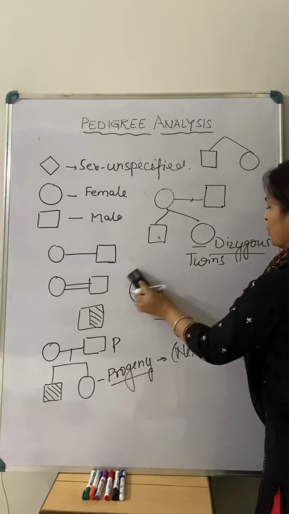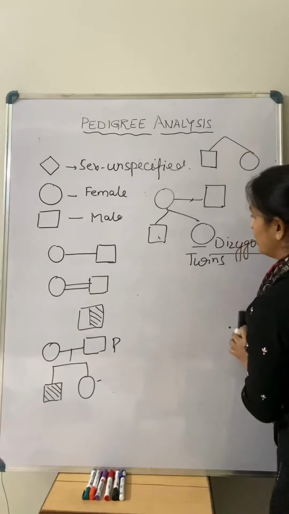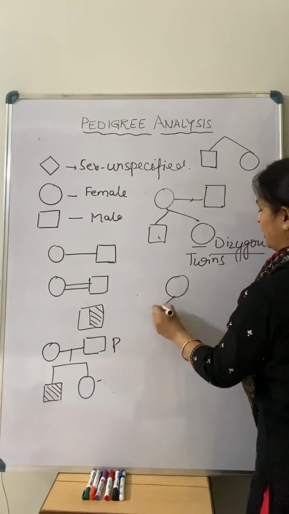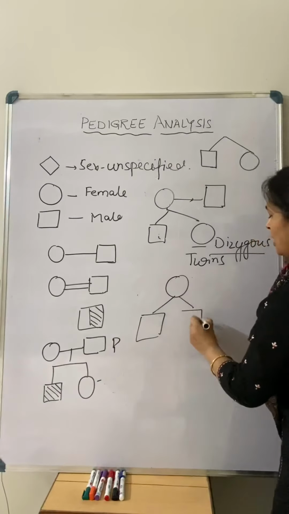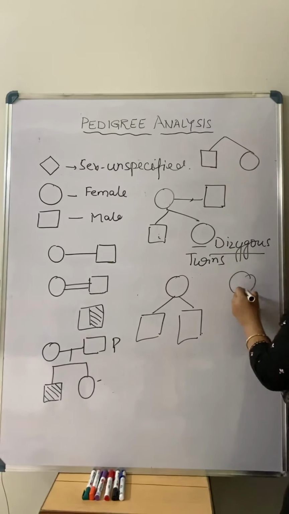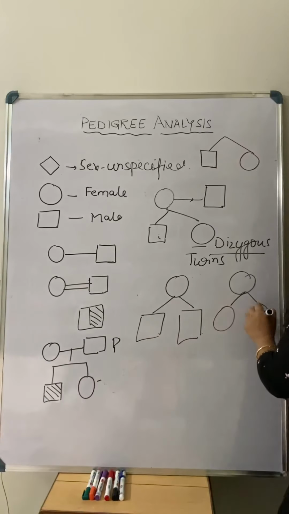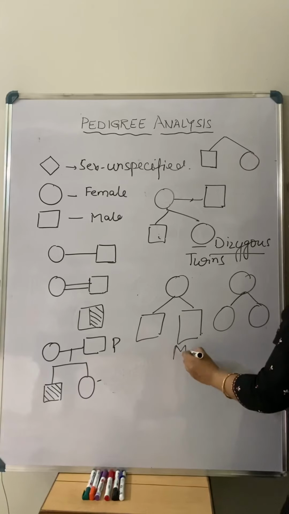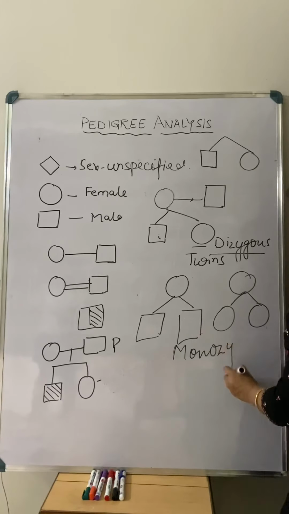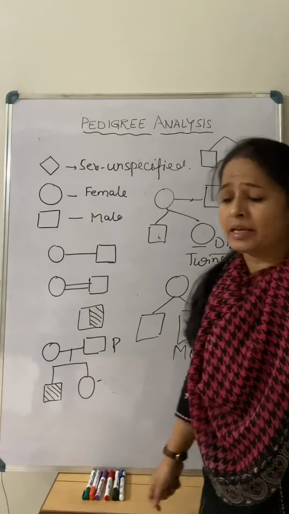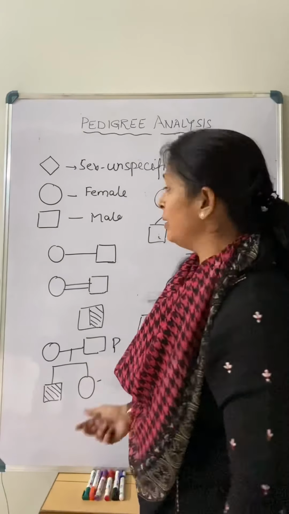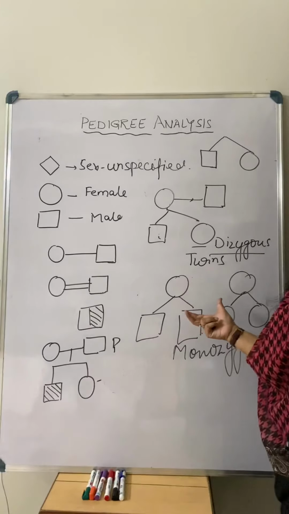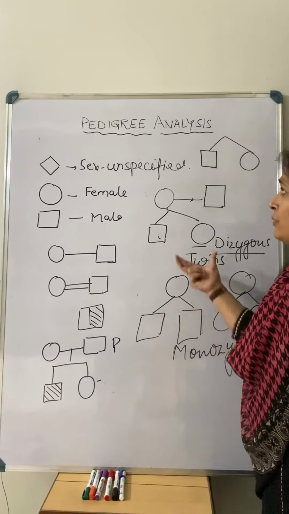And what about the monozygous twins? If we talk about monozygous, in that case maybe they are the same, meaning male and male, or maybe they are both female. So in this case we call them monozygous twins. So these are the few symbols that we use in the pictorial representation of any pedigree analysis.